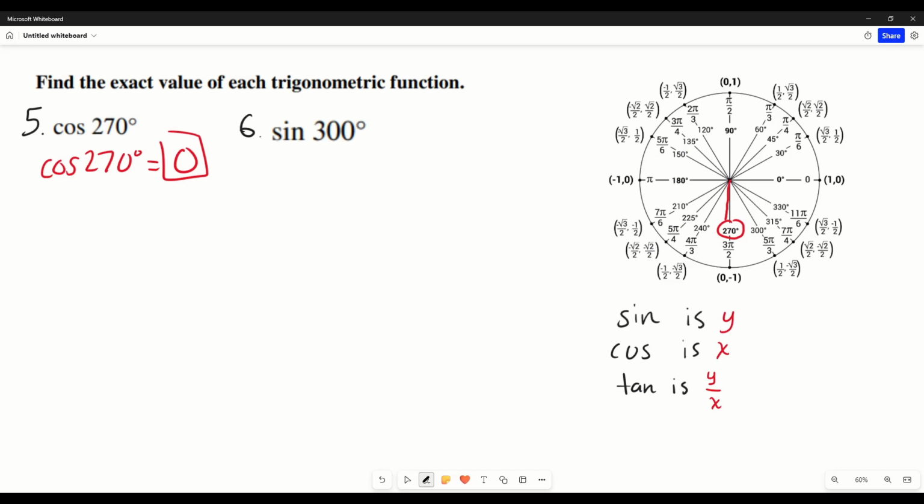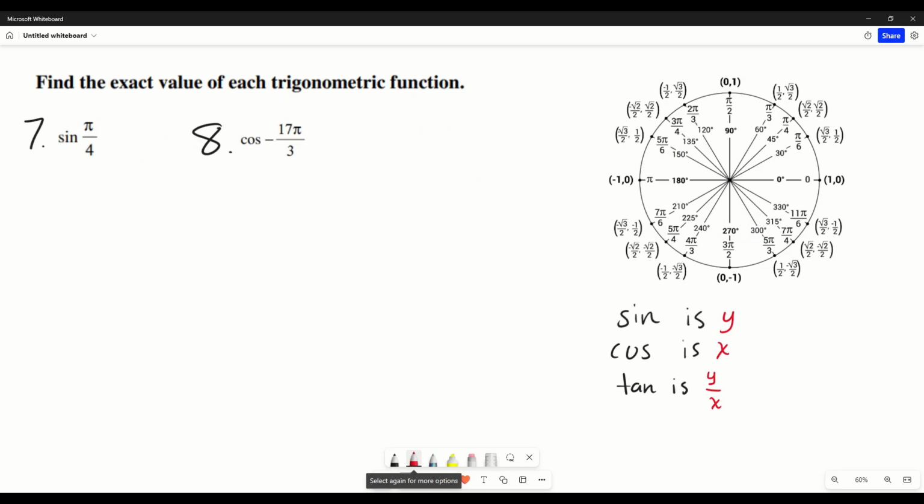Question 6, we have sine of 300 degrees. So let's look at the unit circle right here. Sine is y, okay? So sine of 300 degrees is negative root 3 over 2, which is going to be our exact value.